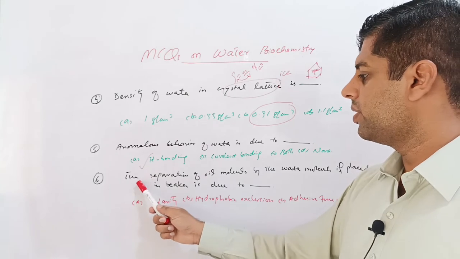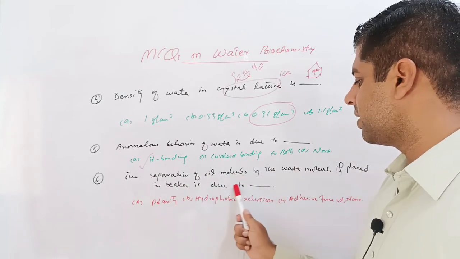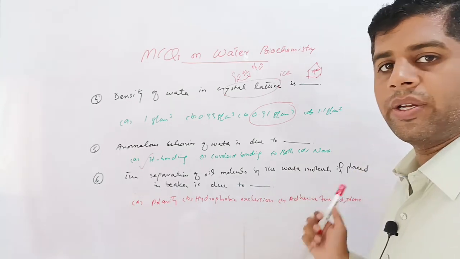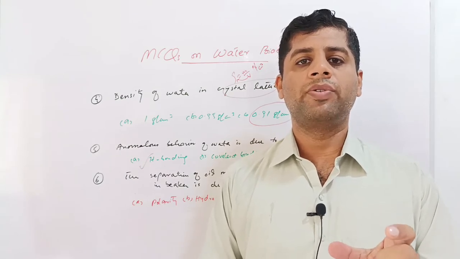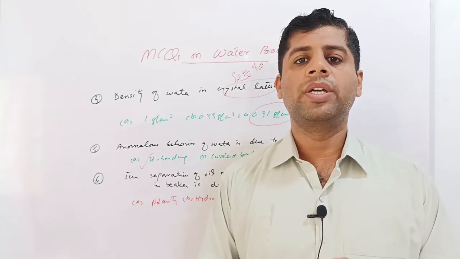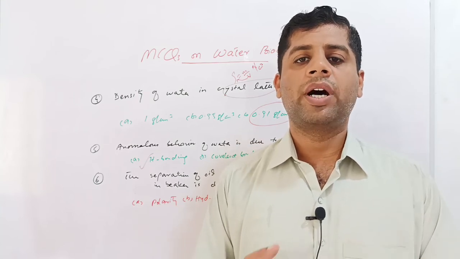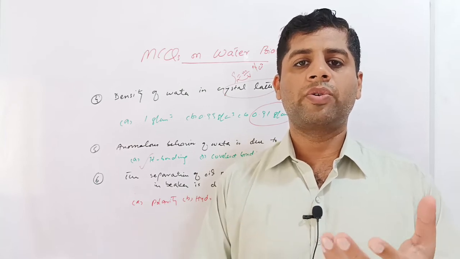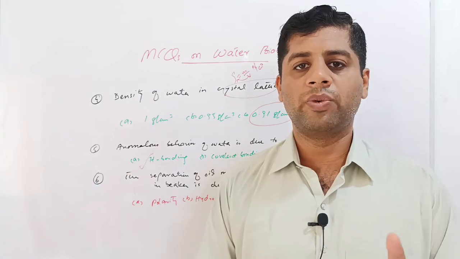The next question is very important. The separation of oil molecules by water molecules if placed in a beaker is due to dash. The options are polarity, hydrophobic exclusion, adhesive forces, or none of these. Here we should learn that water has a specific property called hydrophobic exclusion, in which non-polar solutes, or solutes which cannot be dissolved in water, are repelled by water molecules. This is called hydrophobic exclusion because, due to hydrophobic interactions, water molecules exclude the kind of solute which is insoluble in water.